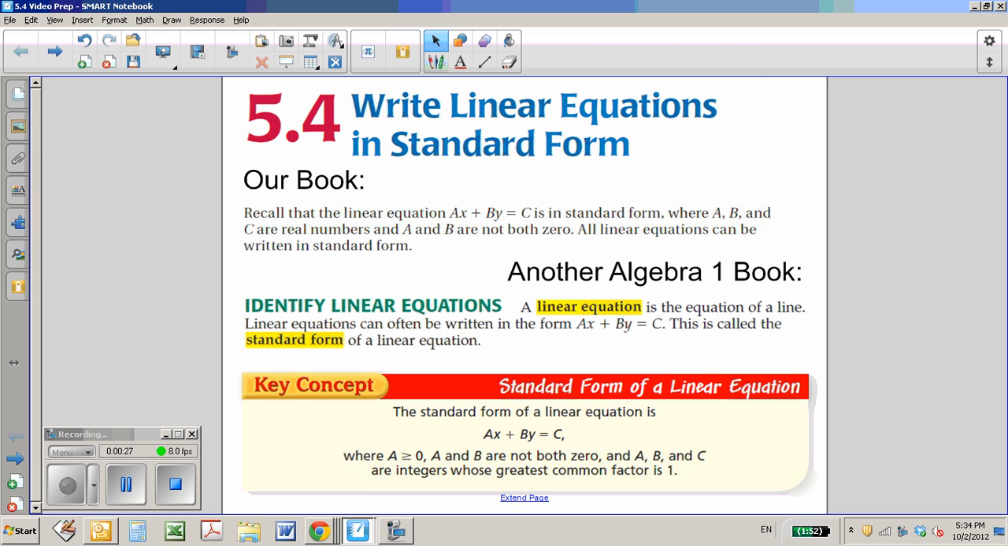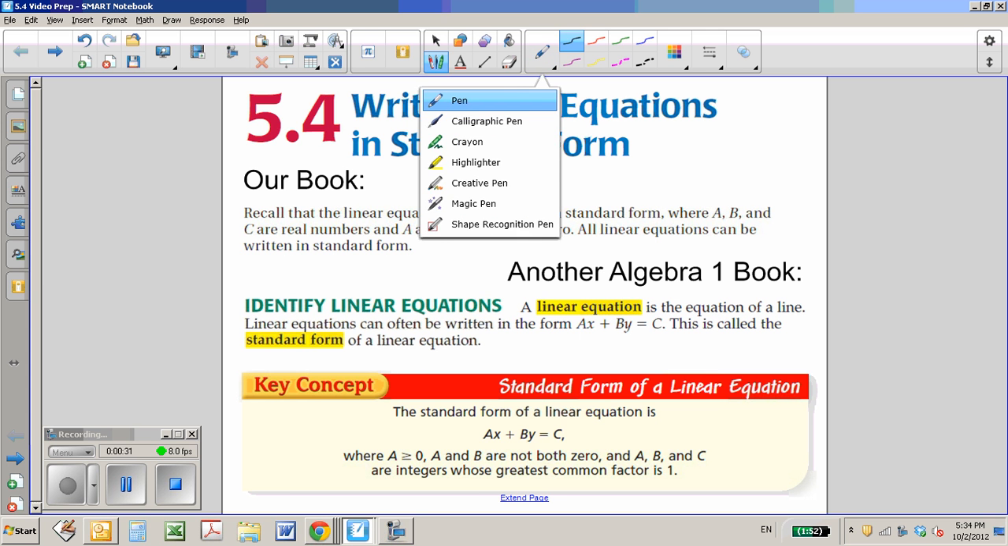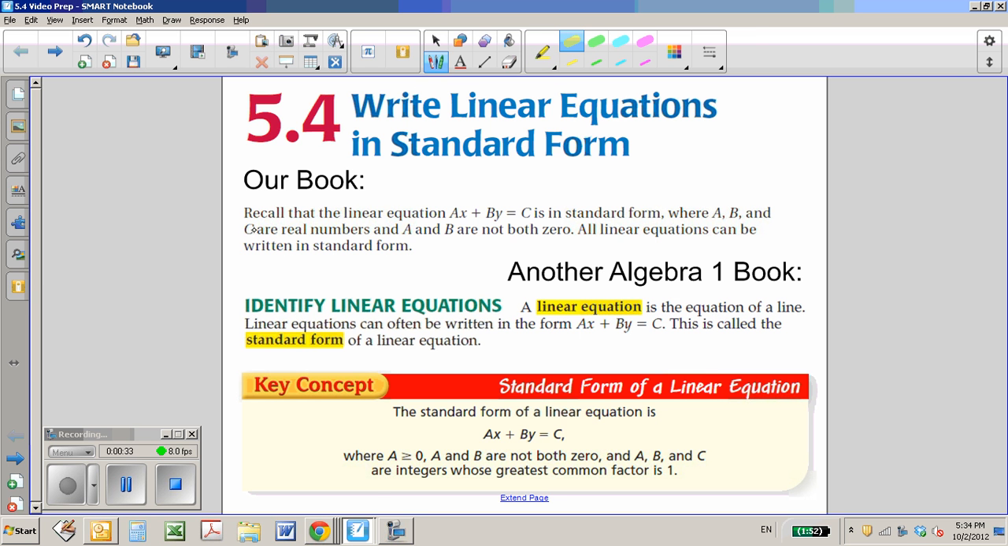What I'm going to do is highlight that to show you. The definition according to our textbook is that a, b, and c are real numbers, and a and b are not both zero. It doesn't really say anything about a, b, and c being fractions or integers, whether a has to be positive or negative, so our book uses a fairly loose definition of standard form.